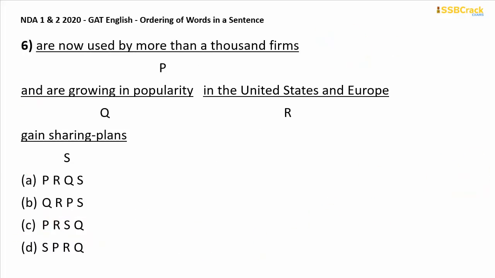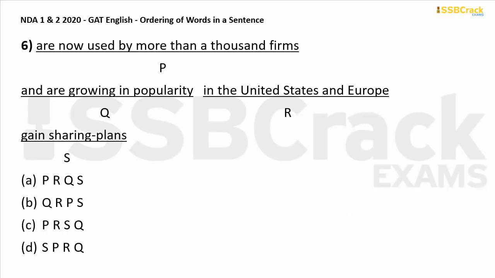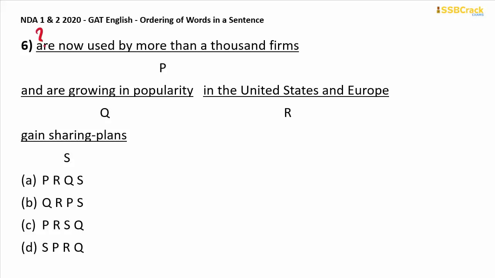Next one. Are now used by more than 1,000 firms. Which are used and are growing in popularity. No, this cannot be the beginning of a sentence. This is a continuation. In the United States and Europe, this can be one of the probable beginnings. Gain sharing plans. So gain sharing plans is a noun, right? So it can be the gain sharing plans which are now used by more than 1,000 firms, right? So gain sharing plans will be followed by P. So the SP combination you need to find out.